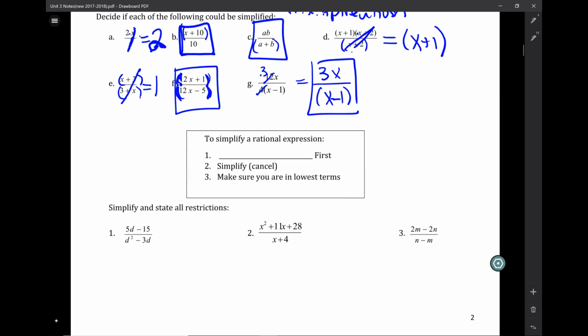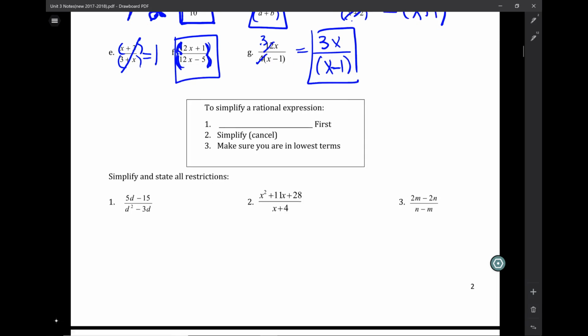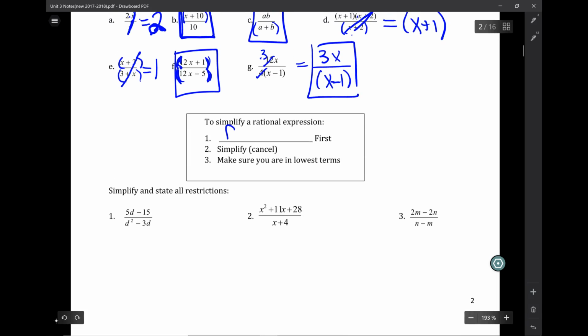All right, so how do we simplify a rational expression? Those are some examples of when can you and when can't you. So let's actually do a couple examples of how to simplify a rational expression. What we're going to want to do is factor first to the best of our abilities. And so we might need to do GCF. A lot of the time it's GCF.